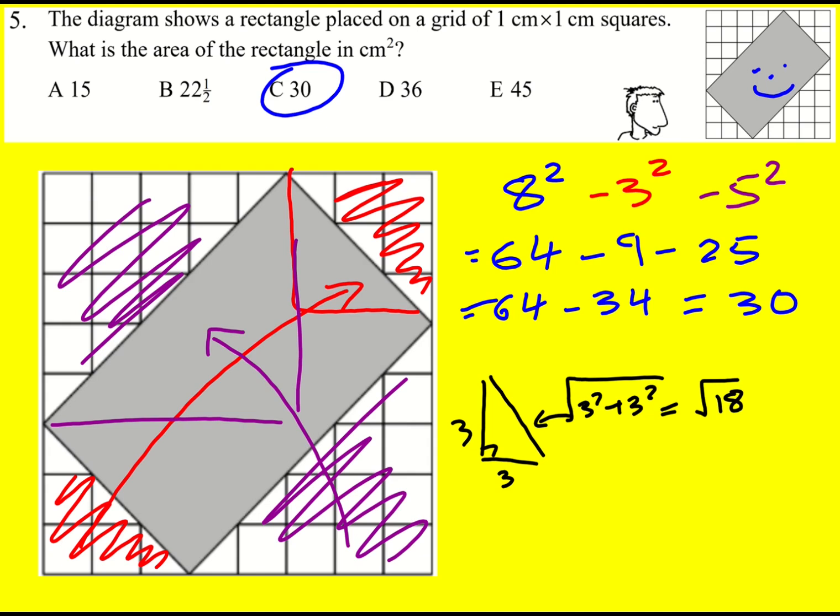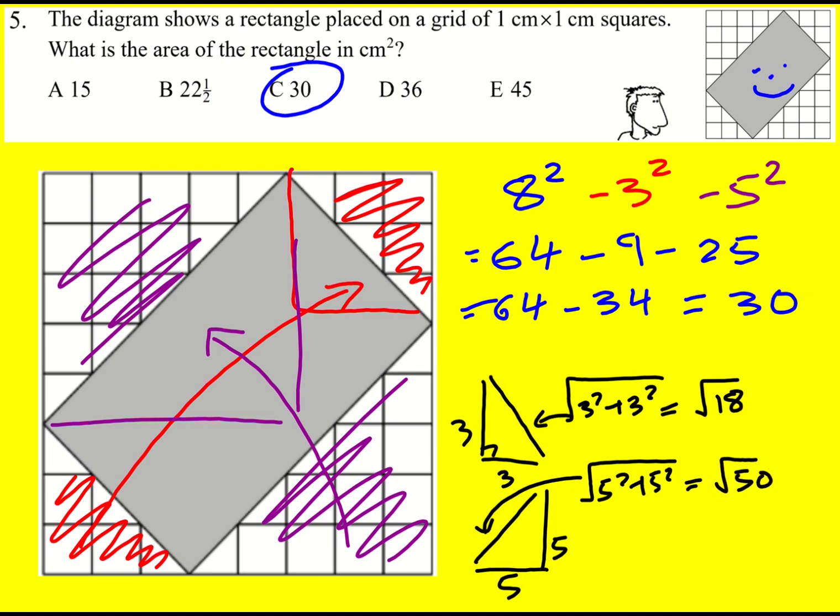And then if I look at the other side, it's 5 by 5. So then I do 5 squared plus 5 squared square rooted, so that's this side here, that becomes root 50. And then I could do root 18 times root 50.